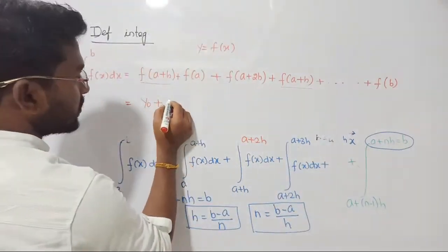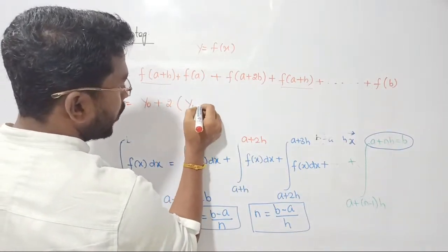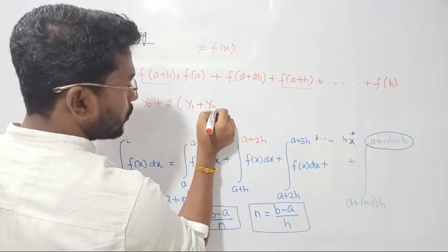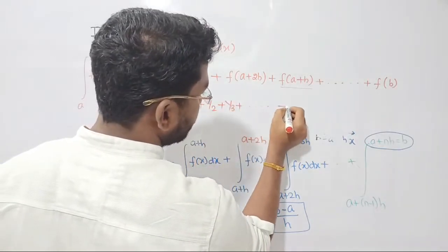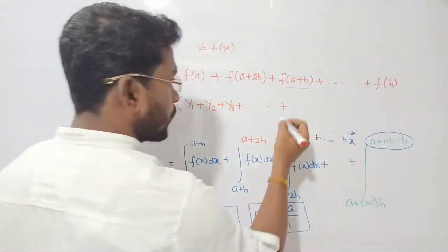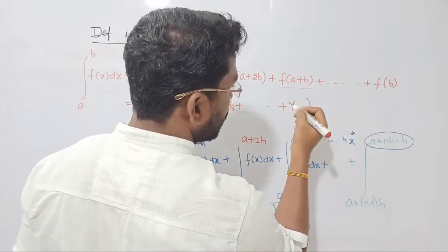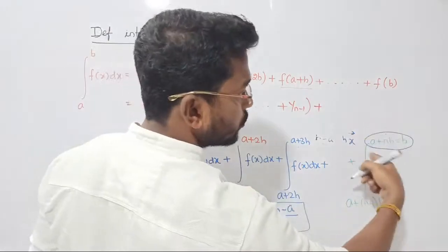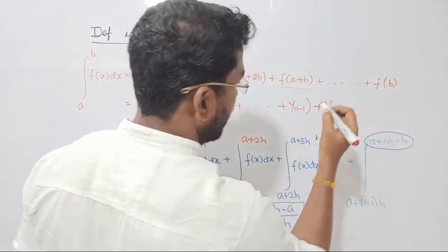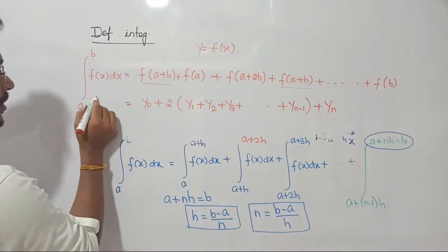So the conclusion is, let me put a common term, that is 2. In the bracket, we are going to consider y1 repeated twice, y2 repeated twice, y3 repeated twice, until the arrival of the last point. The last point is what? The point before the last point is yn minus 1. The last point will repeat only one time. That is y of b, that is y of n. Clear? So that is the general formula, and this is how we are estimating the integration, right?